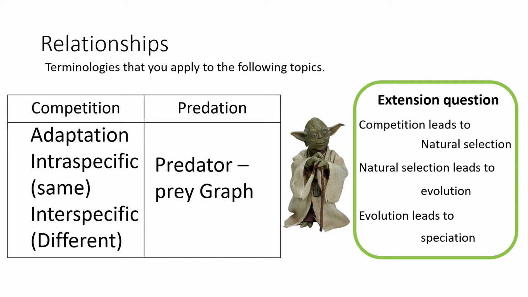Quite often what you'll also lead into is things like natural selection and evolution. So you need to make sure you're clear on what natural selection is, evolution is, and speciation is, because a lot of the time these terminologies can be blurred together. So make sure you're very clear on the differences between those three concepts.